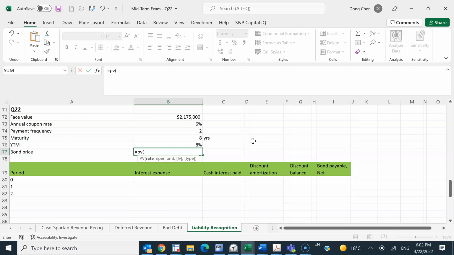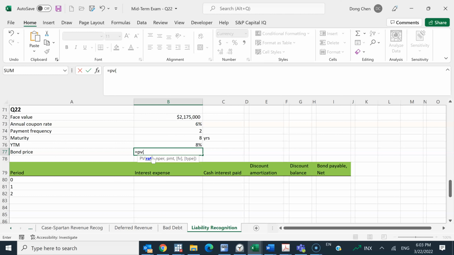So if you type equals PV and open the function, you can see the different arguments here, right? The first argument is the rate. And the rate here actually is not the coupon rate. It's actually referring to the discount rate, which is the effective interest rate, or the YTM here. But then we need to pay attention to the frequency of the coupon payment, because the interest rate here is actually based on the periodic interest rate.